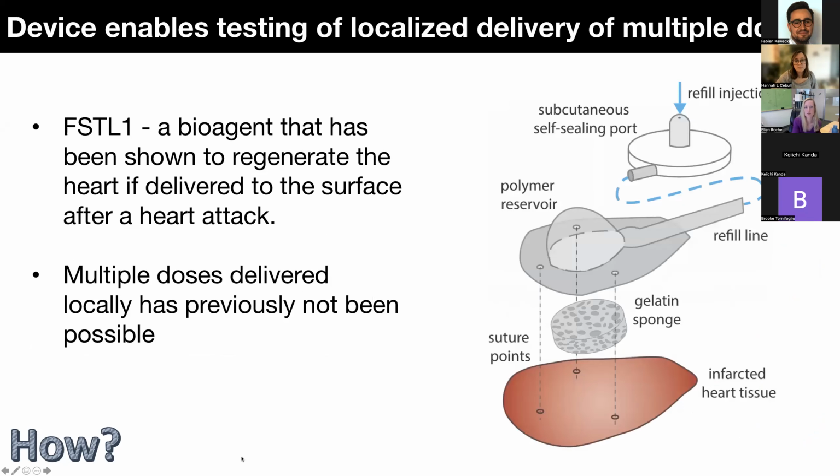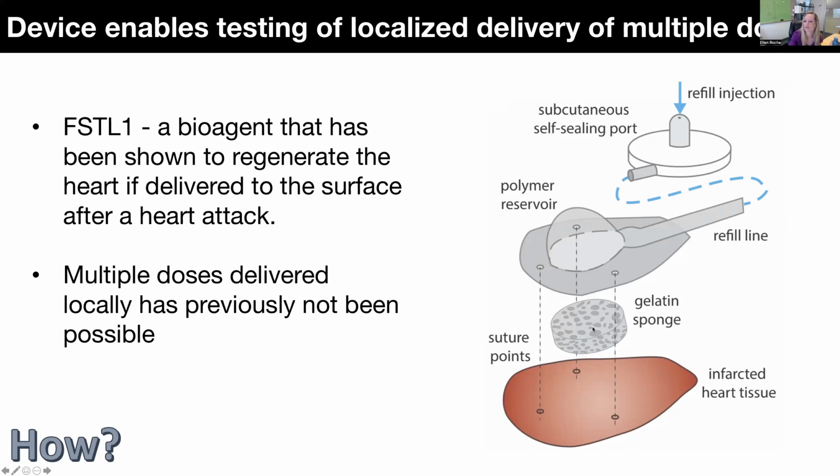So we specifically looked at delivering FSTL1, a protein or bioagent that has been shown in previous work to encourage regeneration of the heart if delivered to the epicardial surface after a heart attack. Previously, multiple doses delivered locally hasn't been possible. And we use this kind of therapeutic reservoir that can be attached to the epicardial surface of the heart. It contains a gelatin sponge, and there's a refill line that goes to a subcutaneous self-sealing port. So we can refill over time and deliver multiple doses of FSTL1.